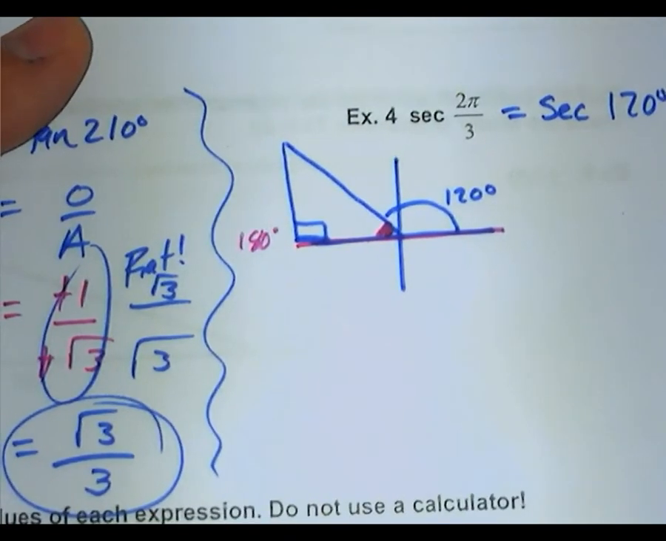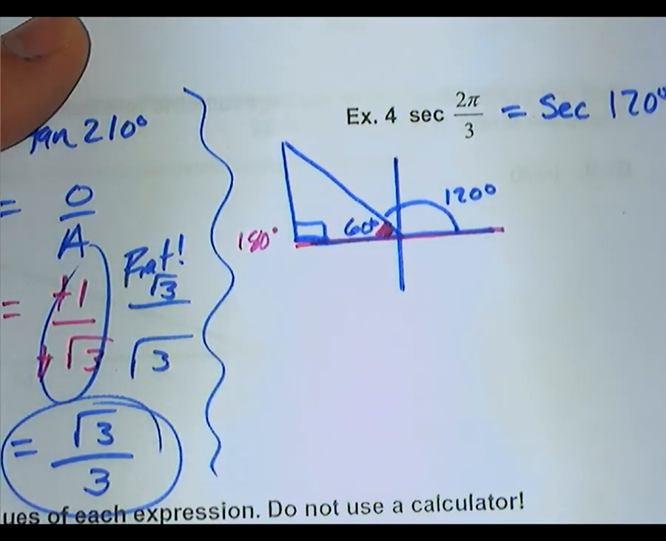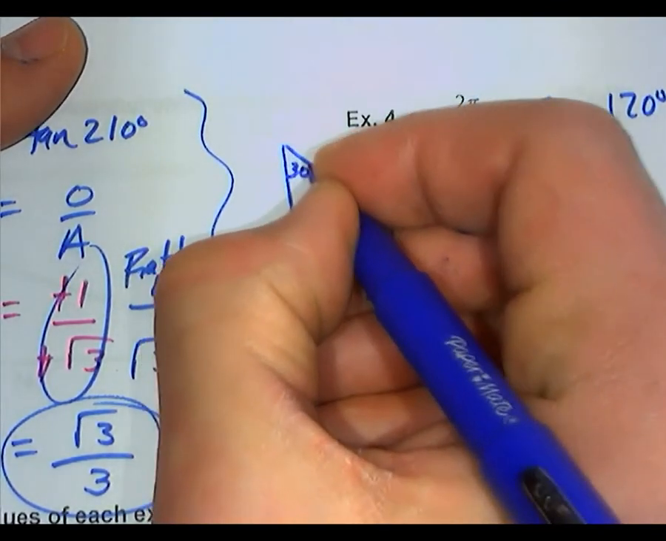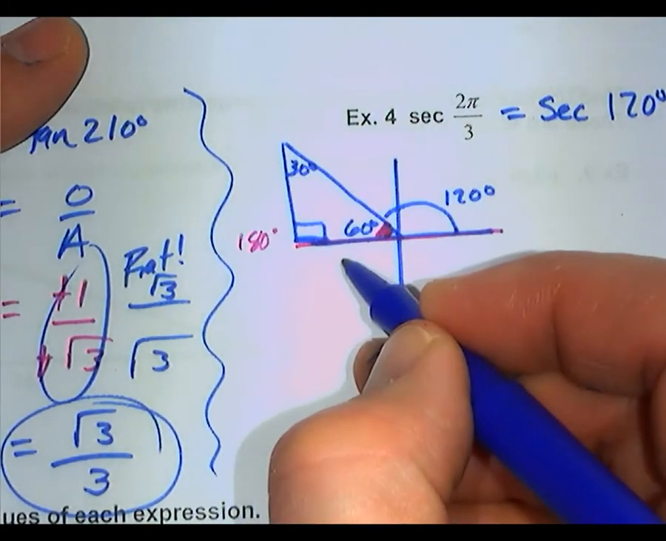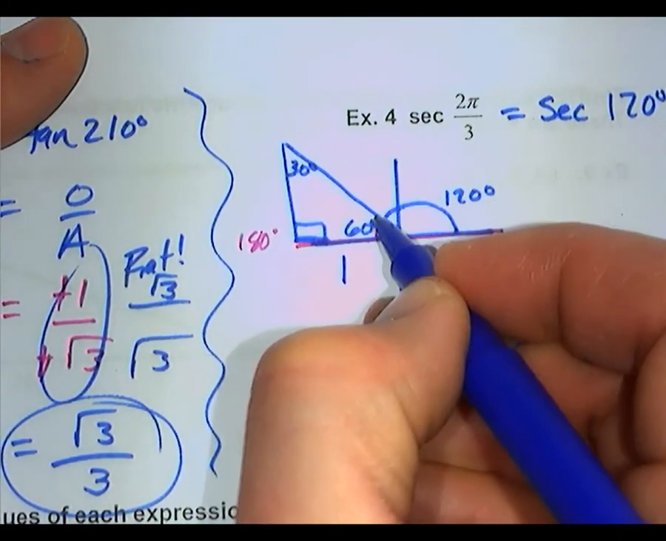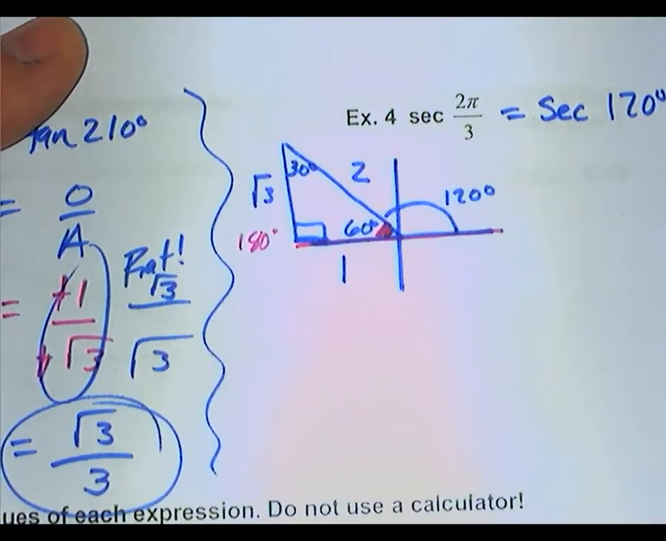What do you guys get? That's a 60-degree angle. So if you say 30, 120 plus 30 is only 150. It's not enough. It's got to be 60. Okay. That guy's 30. And across from 30 is 1. Across from 60 is root 3, and hypotenuse is always positive 2.